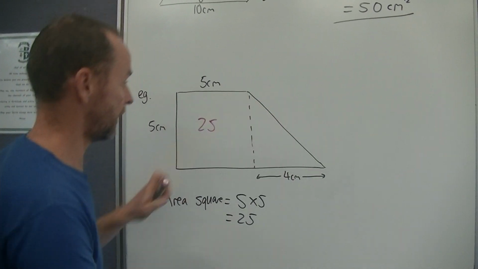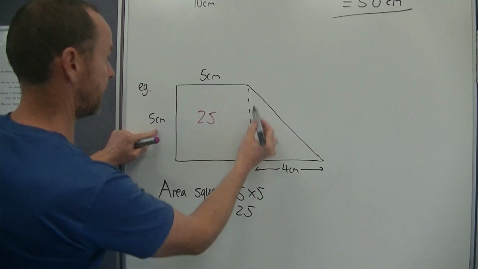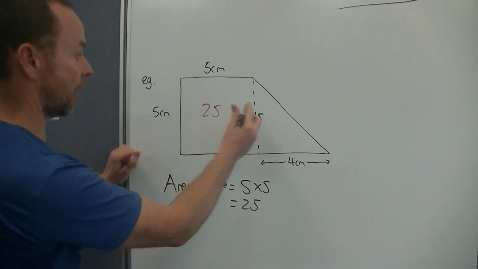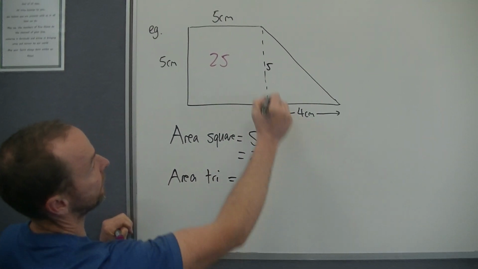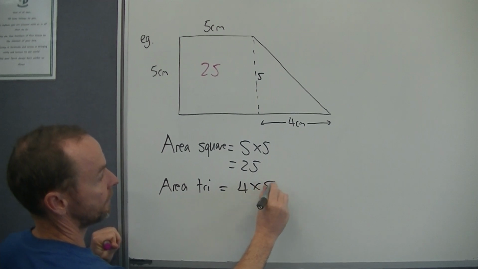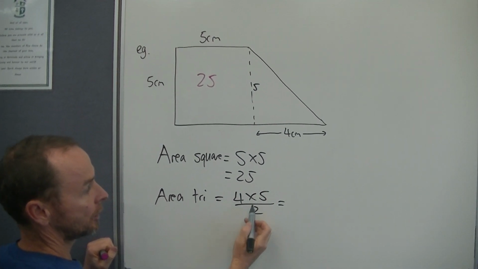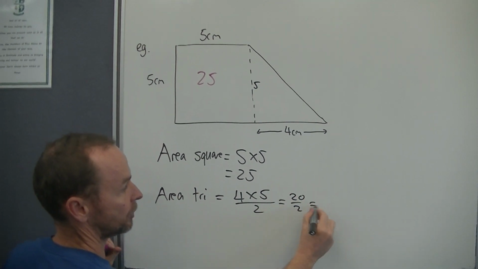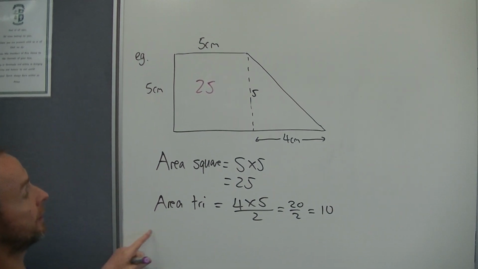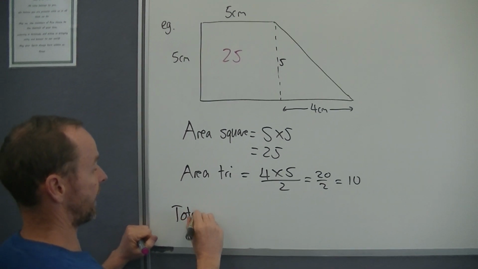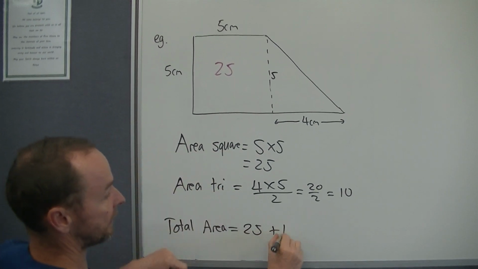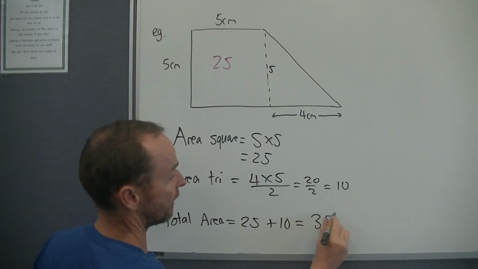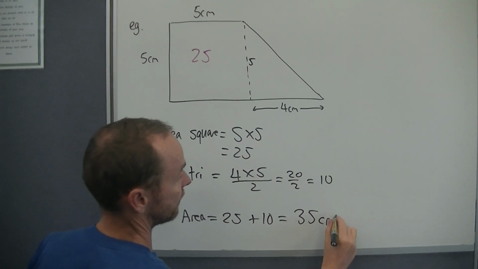Now we've got a triangle there. That's 4, and the height is 5. Can you see that? Because that height's 5. So the area of the triangle is base times height divided by 2. 4 times 5 divided by 2. 20 divided by 2, which is 10. And now we're going to say, so total area, so we're going to answer the question. So the total area is 25 plus the 10, which is 35. And the units are centimetres squared.